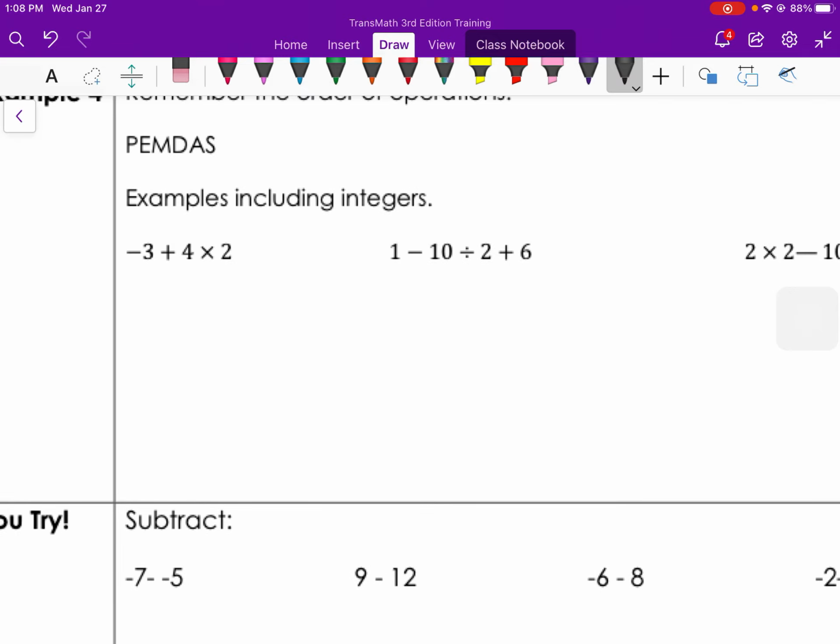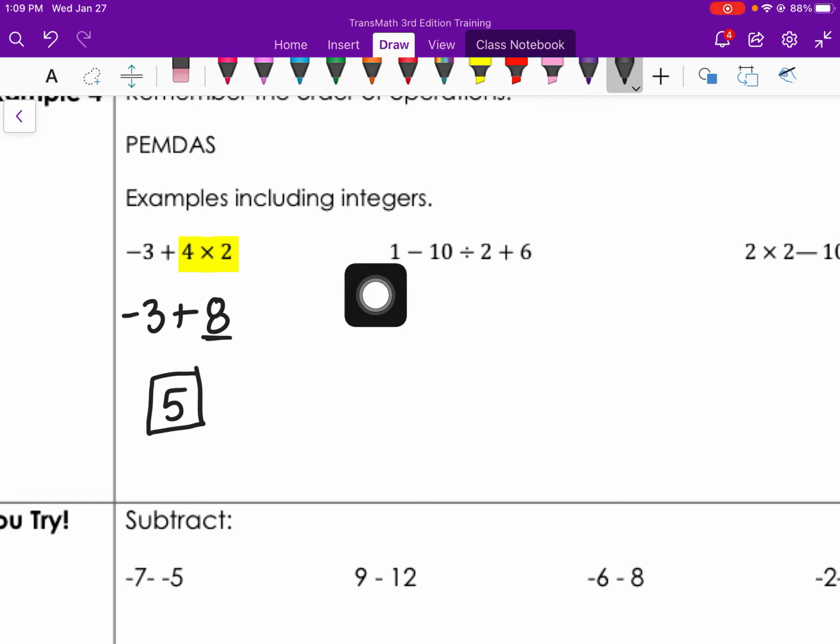So in the first example here, we have an addition and a multiplication. Multiplication comes first in our order of operations, so we would want to do this 4 times 2, and 4 times 2 is 8. So we're going to have negative 3 plus 8. And then using our integer rules, we're adding. And we have to find the difference between 3 and 8 since they're different signs. And that's 5, and it's going to be positive 5 because 8 is bigger and it's positive. So 8 minus 3 is 5, essentially.